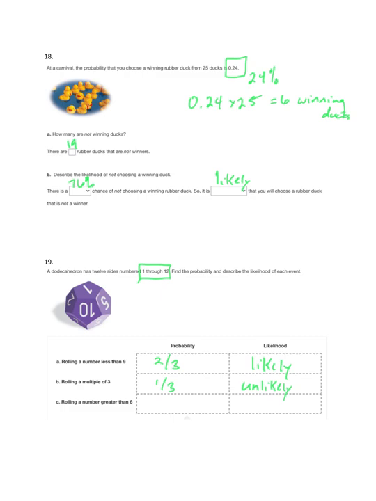And rolling a number greater than 6, so that's 7, 8, 9, 10, 11, and 12. So that's 6 out of 12, or 1/2. So this one would be equally likely or unlikely. Or I think we could also say equally likely to happen or to not happen.